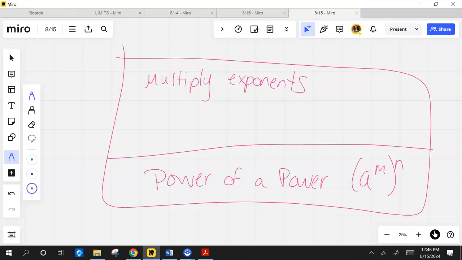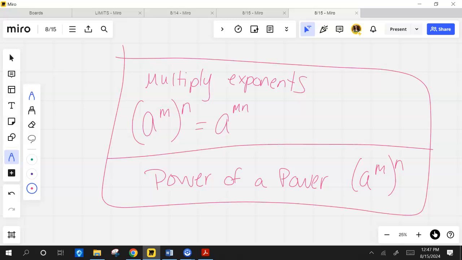We're going to do two examples on here. A to the m and then to the n. If I multiply m times n, what does that look like? Y'all did this on your quiz. Mn, that's exactly right, Max. So it's just going to be a to the mn, okay?